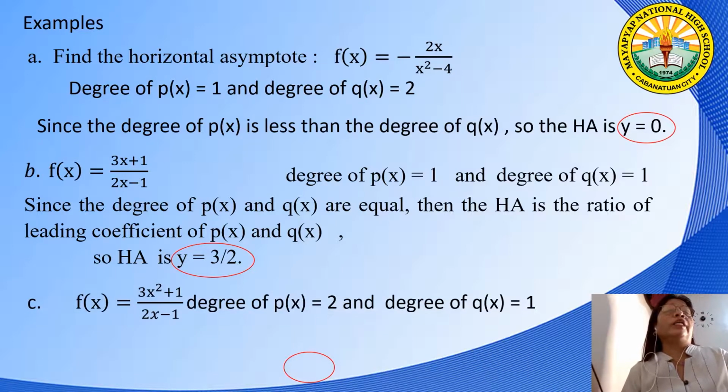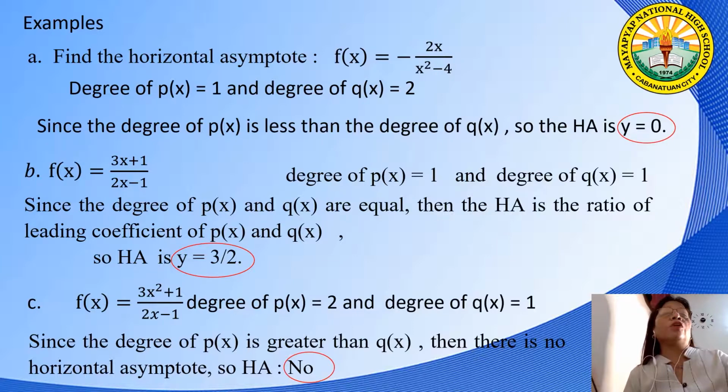Then, for the third example, f of x equals 3x squared plus 1 over 2x minus 1. So, look at the degree. The degree of the numerator, or your p of x, is 2, and the degree of the denominator is 1. So, compare their degrees. Since the degree of p of x is greater than the degree of q of x, therefore, there is no horizontal asymptote.